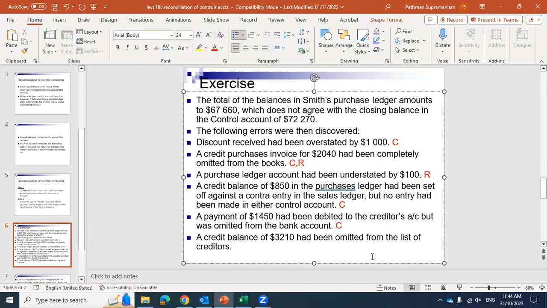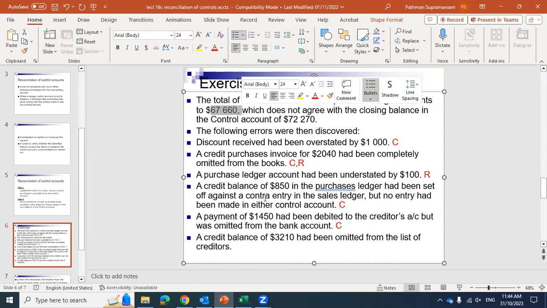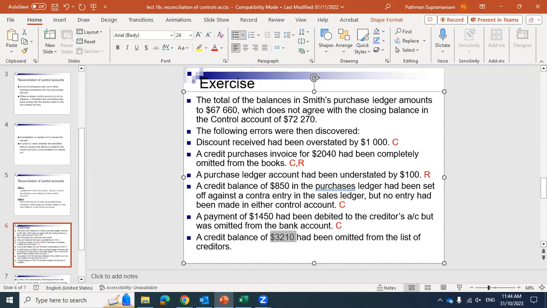And lastly, a credit balance of 3,210 had been omitted from the list of creditors. Now, in obtaining this figure, we missed out an amount owing to a particular supplier, or maybe it could be a few suppliers. So that amount is 3,210. So which means this total here is understated by 3,210. So which means the control is not affected. So hence I'll show it in the reconciliation.